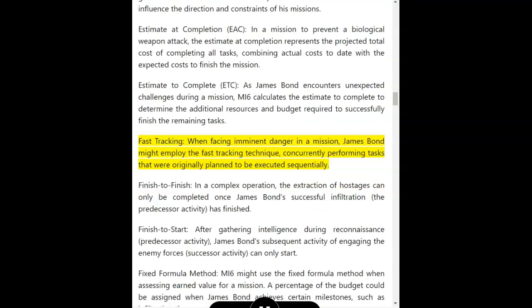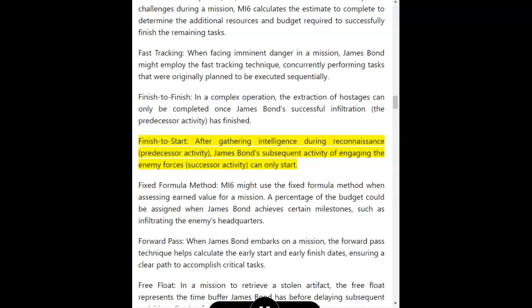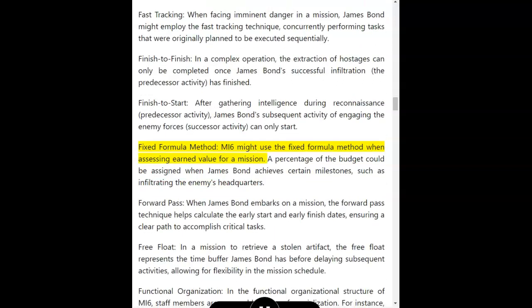Fast tracking. When facing imminent danger in a mission, James Bond might employ the fast tracking technique, concurrently performing tasks that were originally planned to be executed sequentially. Finish to finish. In a complex operation, the extraction of hostages can only be completed once James Bond's successful infiltration, the predecessor activity, has finished. Finish to start. After gathering intelligence during reconnaissance, the predecessor activity, James Bond's subsequent activity of engaging the enemy forces, the successor activity, can only start.